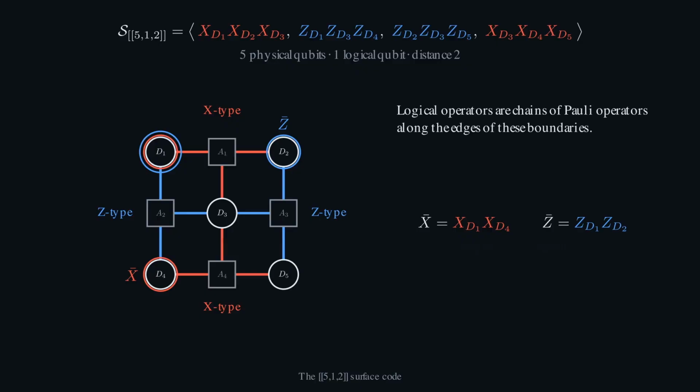So in conclusion, we could produce equation 46, which says that the logical X operator for this code is equal to an X applied to the first and fourth data qubit, and a logical Z operator is a Z applied to the first and second data qubit. Because these logical operators have a weight of 2, the distance of the code is 2.